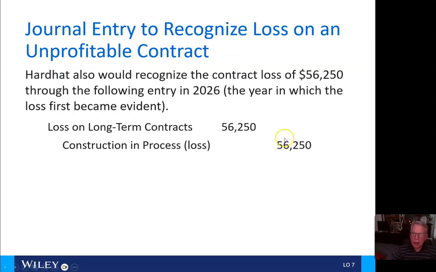Okay, Hard Hat also would recognize the contract loss of 56,250 through the following entry in 2026, the year in which the loss first became evident. And so we're going to debit loss on long-term contracts for 56,250 and credit construction in process loss for 56,250.